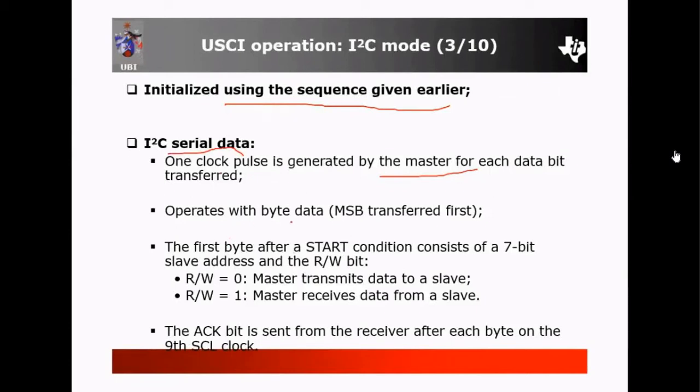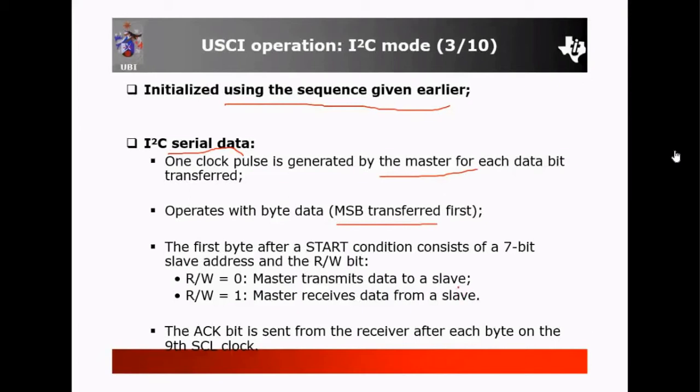It operates with eight-bit data, MSB transferred first. See, in both the SPI and UART modes, you have an option to send the data LSB first or MSB first. But in I2C mode, you don't have any option. The MSB will be transferred first and then the LSB.